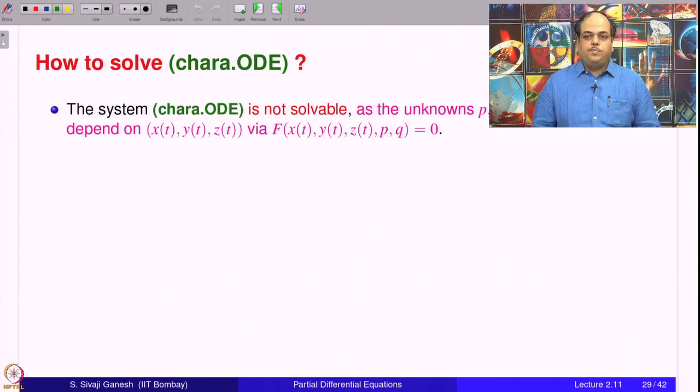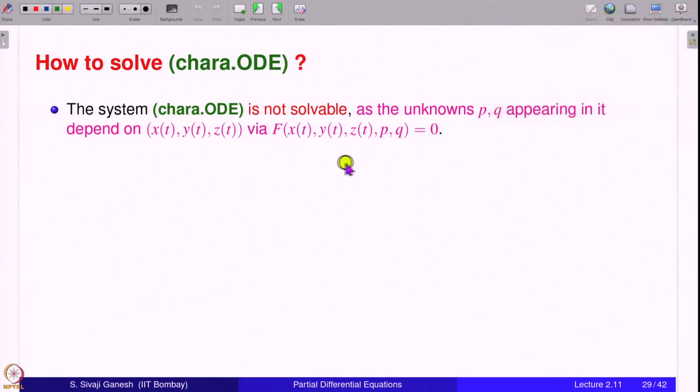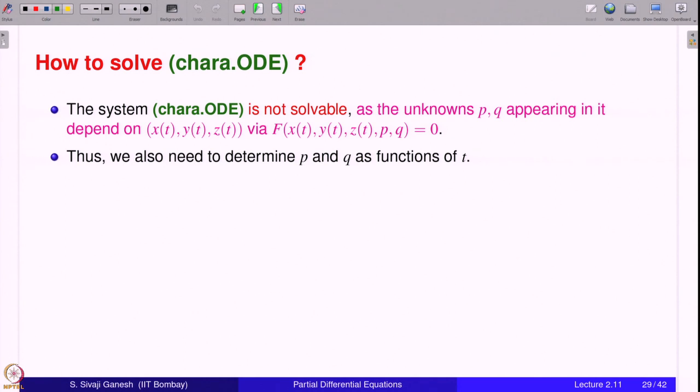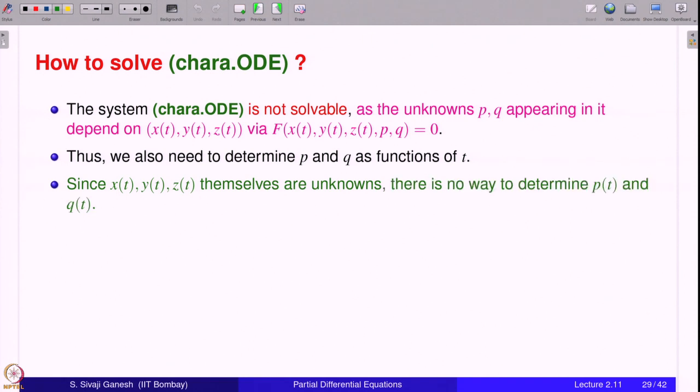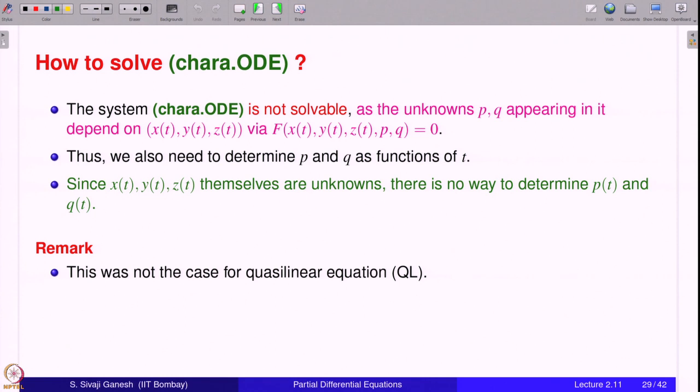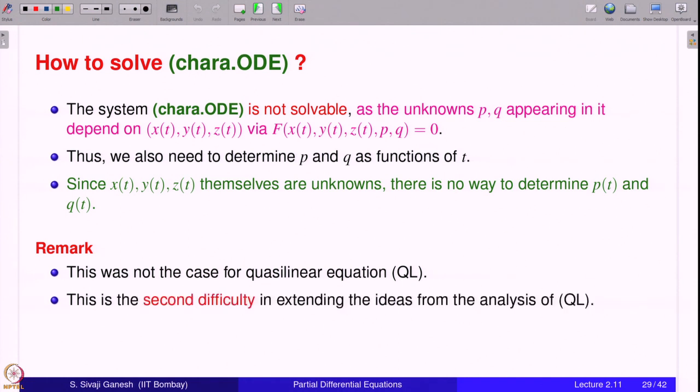It is not solvable as the unknowns p and q appearing in it depend on x(t), y(t), z(t) via this equation f of x(t), y(t), z(t), p, q equal to 0. p and q are also depending on t. Thus, we also need to determine p and q as functions of t. Since x(t), y(t), z(t) themselves are unknowns, there is no hope of solving for p and q from this equation. And note, this is not the case for quasi-linear equations, because the characteristic ODE never involved p and q. And this is the second difficulty in extending the ideas from the quasi-linear case. What is the first one? Finding a characteristic direction. That was the first difficulty we have overcome. And the second difficulty we will overcome by supplementing two more equations, one for p and one for q.